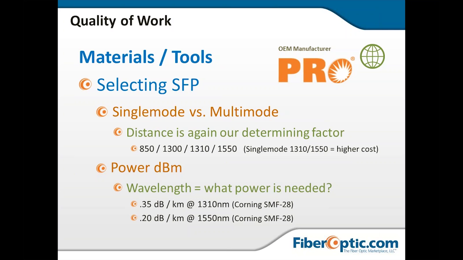So you've got to add up all of those splice points and all of those connector points. You may have, I don't know, 2-3 dB of loss in that link just from the connectors and the splices. So do you have enough power to then also transmit that fiber, let's say 10 kilometers? Well, 10 kilometers would be 3.5 dB at 1310.